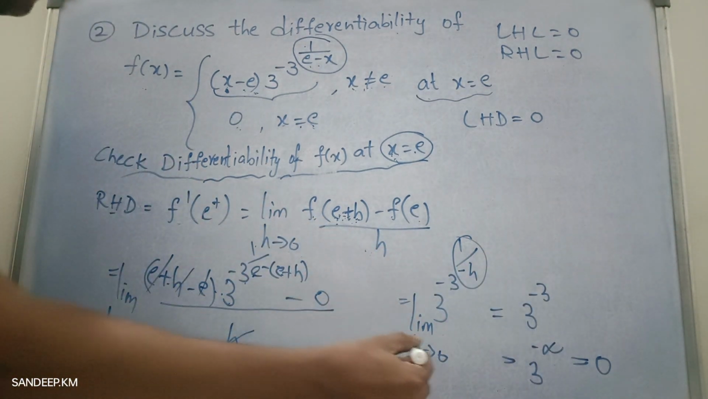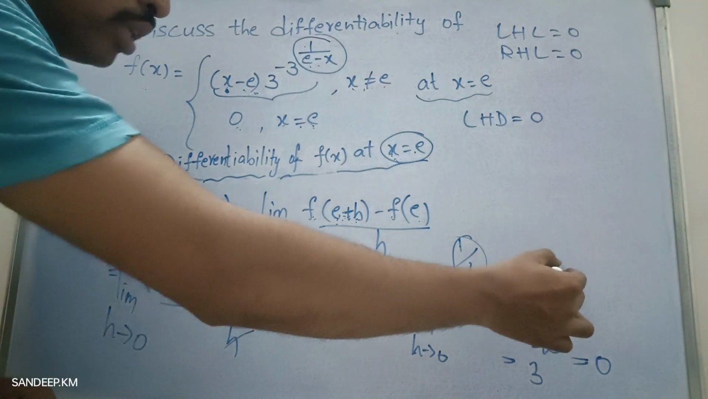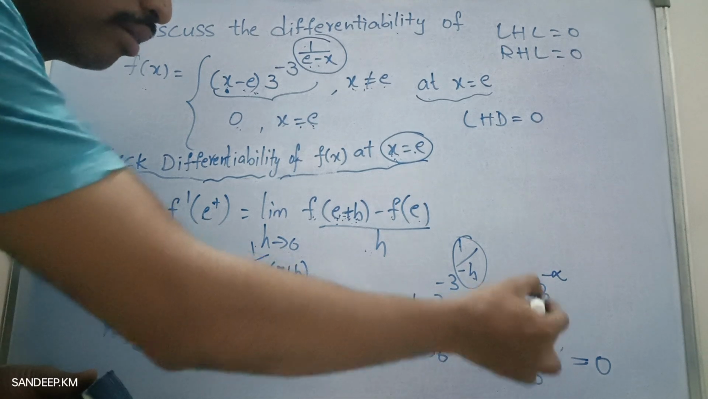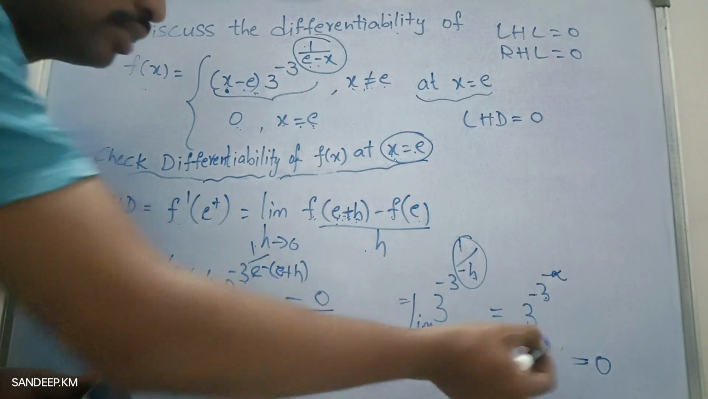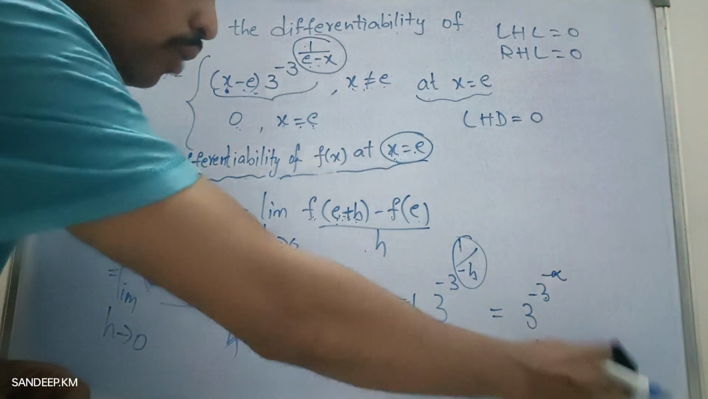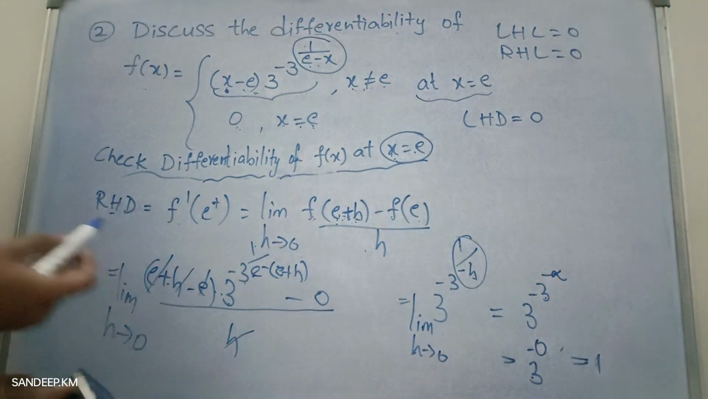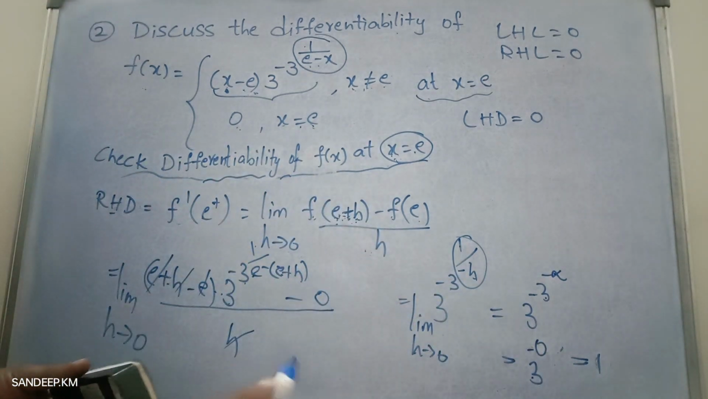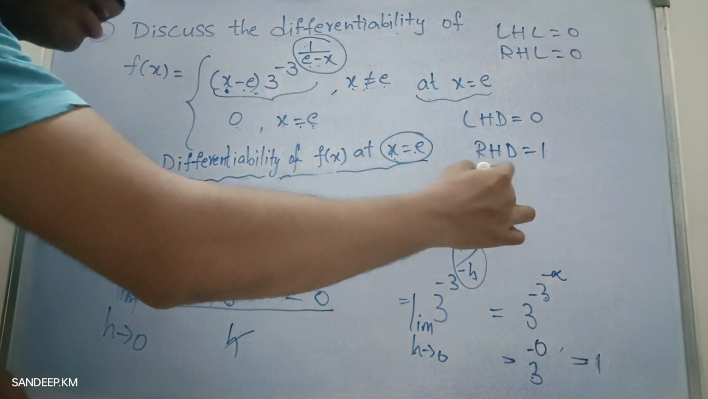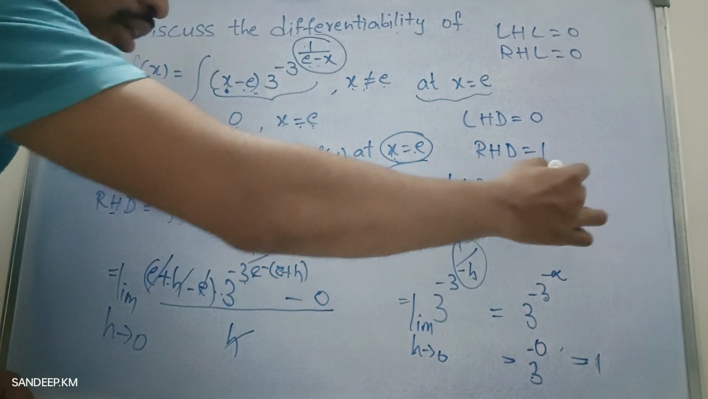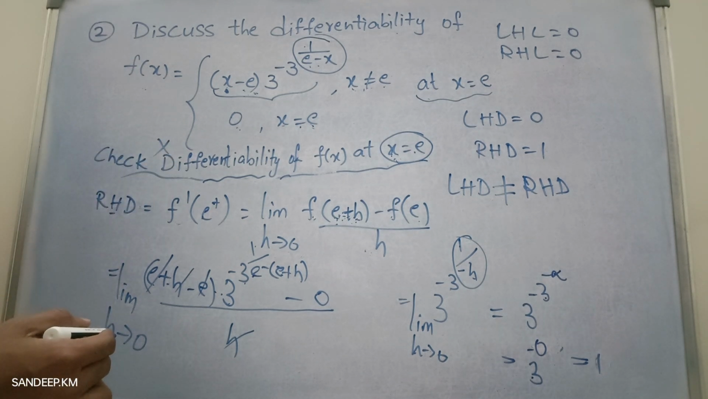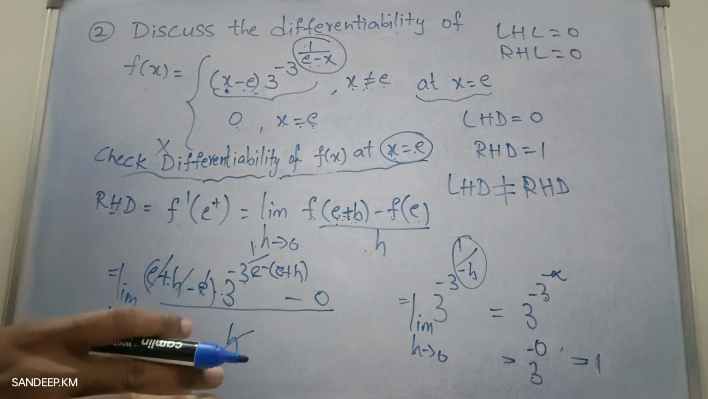When h is approaching 0, minus 1 by h is approaching minus infinity, and dear students, 3 power minus infinity is 0. This time we got 3 power minus 0, that means 3 power 0 only, which is equal to 1. Dear students, RHD is equal to 1, but LHD is equal to 0. So LHD is not equal to RHD, and then what is the conclusion? We can say that the function is not differentiable at x is equal to e. That is the conclusion.